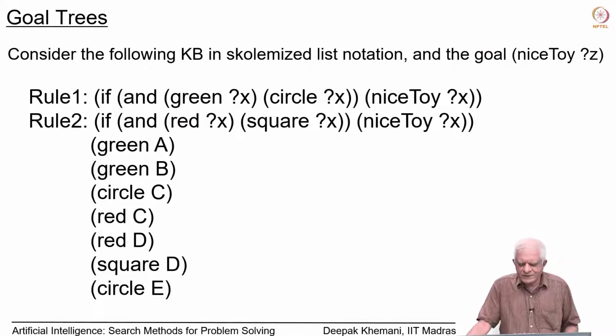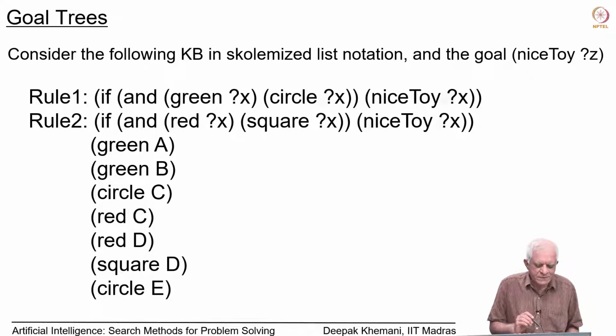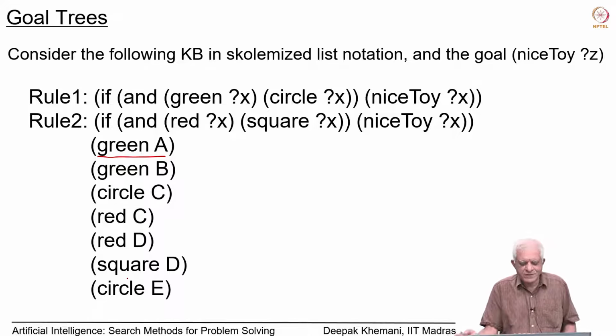So, let us assume that we have some database or knowledge base, whatever you want to call it. There are some blocks in this world. So, there is A, B, C and D and E, 5 blocks are there, and we have some properties about some blocks. We can say that A is green. This is again in the list notation that we have been looking at, that B is green, C is a circle, C is red, D is red, D is a square, E is a circle. So, we have some statements about 5 blocks here, and we have 2 rules.